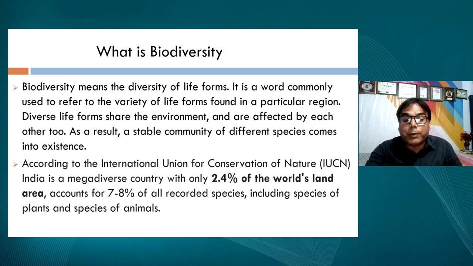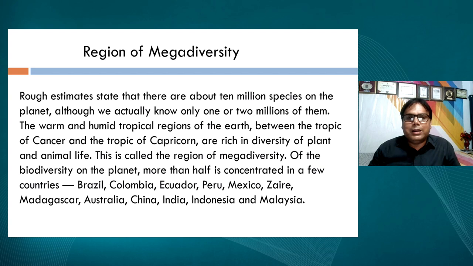On the other hand, if we compare with the total area of the world, we have only 2.4% of the area. But as far as biodiversity is concerned, we account for 7 to 8% of recorded species. That is why our country is also one of the mega diverse countries. In the world, it is a rough estimate that there are about 10 million species.